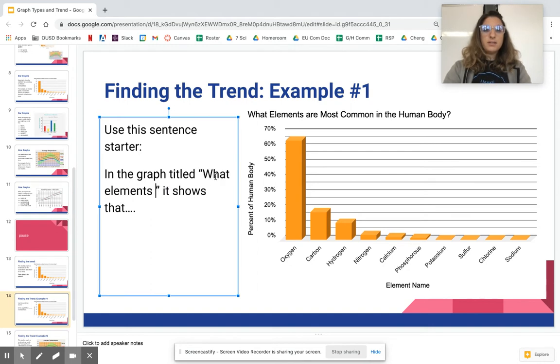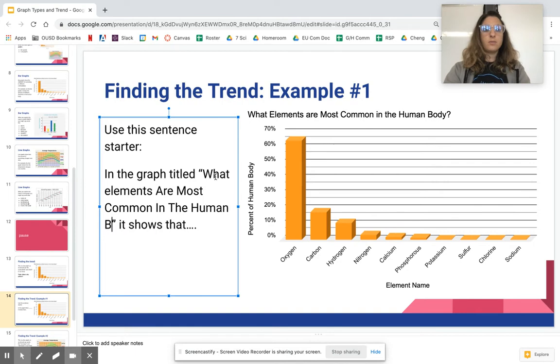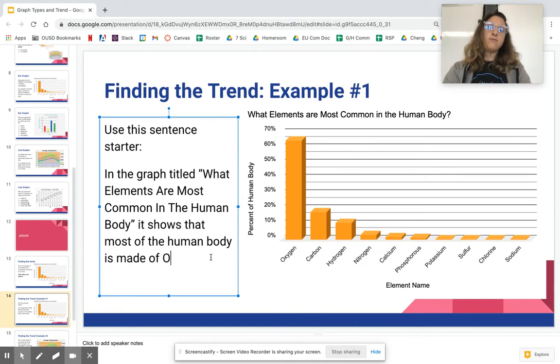What elements are most common in the human body? And notice how I capitalized the first letters. Oops, I missed this one. Let me fix it. It shows that, so I'm going to look for most and least. It shows that most of the human body is made of oxygen. I know that because oxygen is the highest bar.